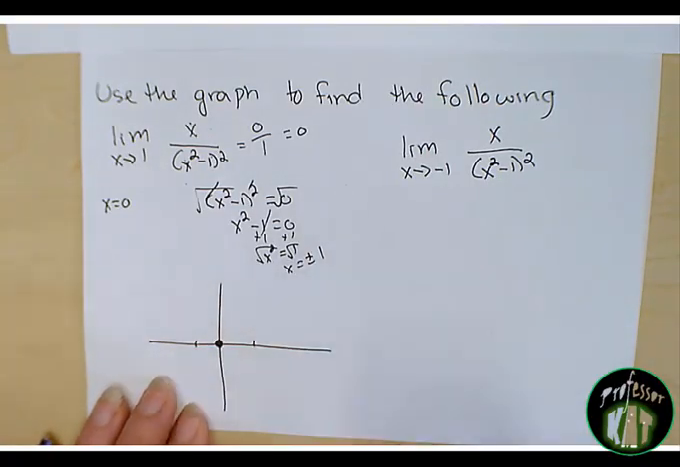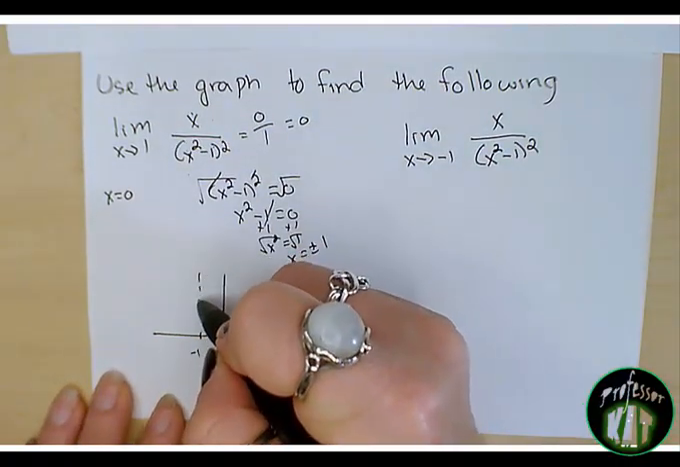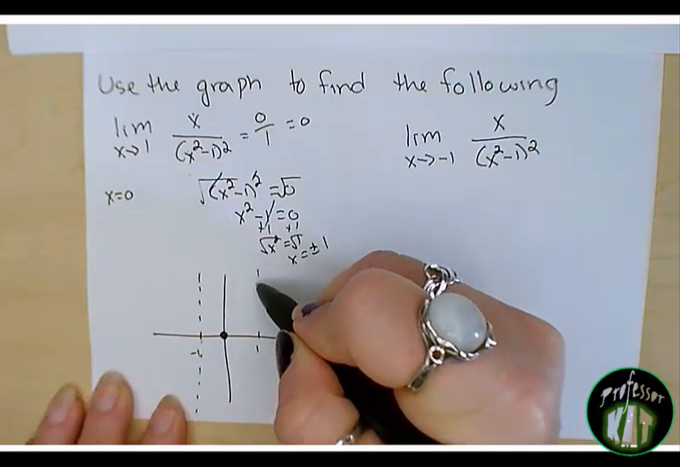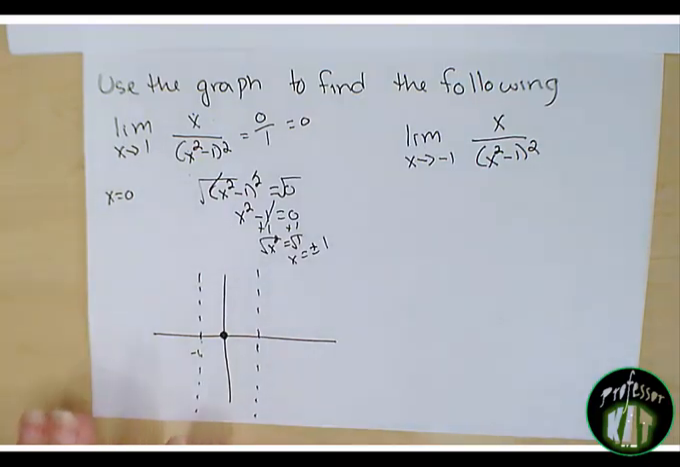Those represent our vertical asymptotes. So at -1 and +1, we have vertical asymptotes that we can add to our graph.